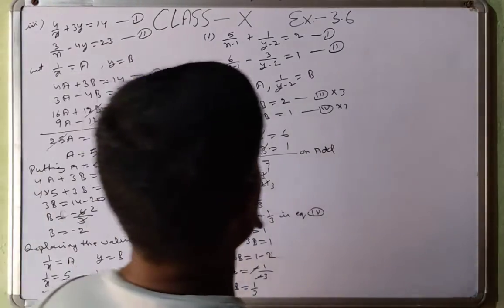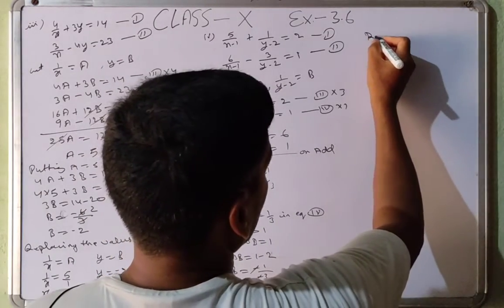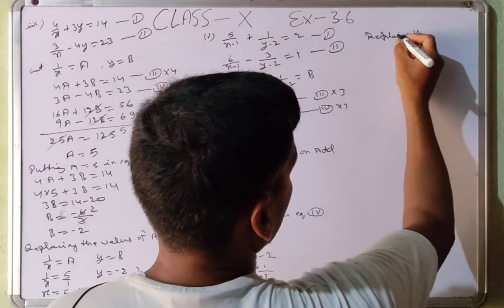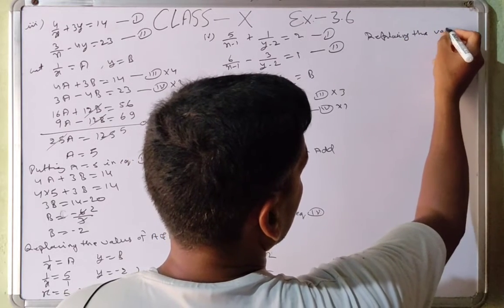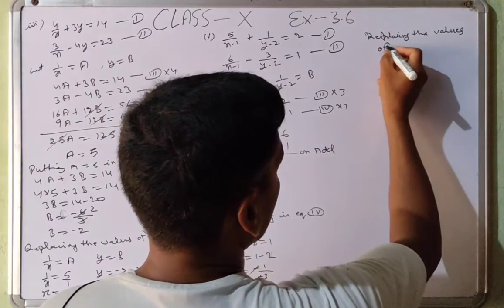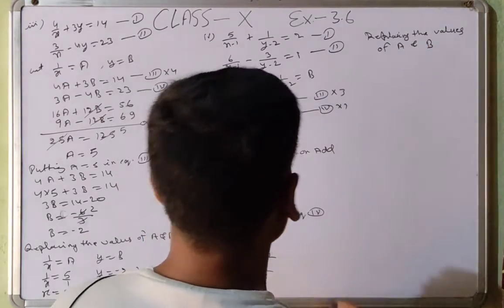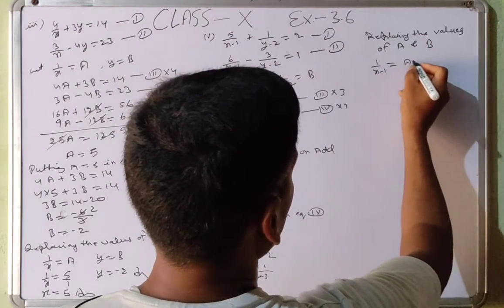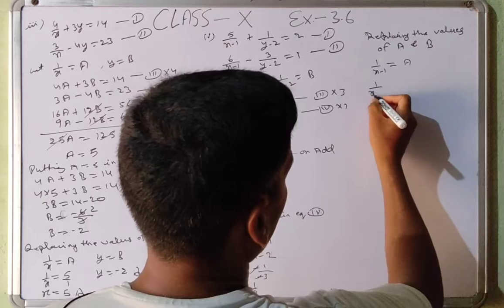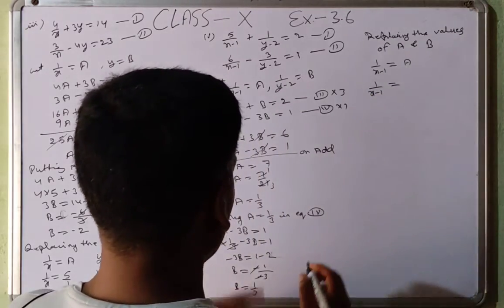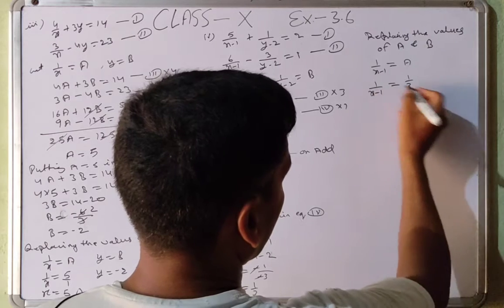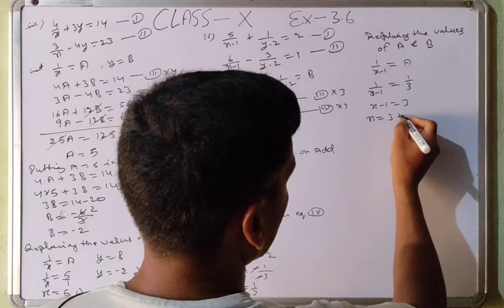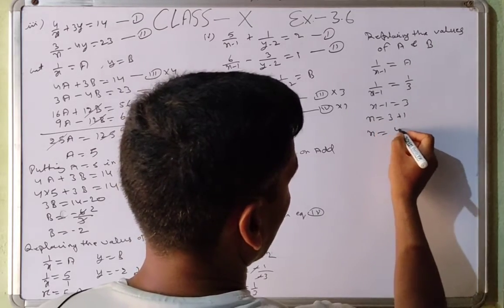Now replacing the values of a and b. So 1 upon x minus 1 is equal to a, and the value is 1 upon 3. So by cross multiplying, x minus 1 is equal to 3. So x is equal to 3 plus 1. So x is equal to 4.